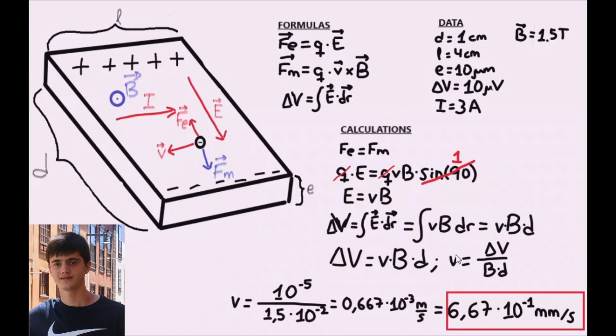We isolate v, and then we have that v is equal to the potential difference divided by the magnetic field times the distance d. So finally we substitute the values from the data, and we get that the velocity is equal to 6.67 times 10 to the minus 1 millimeters per second.